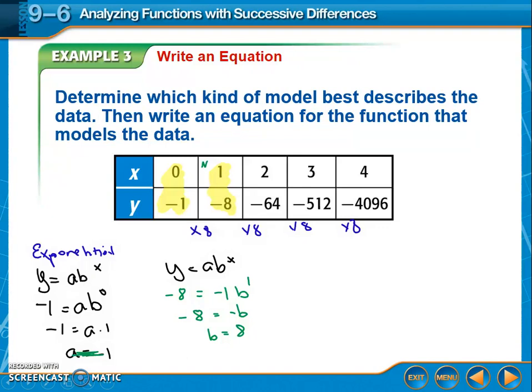So now that I know my a is -1 and my b is 8, I'm just rewriting my equation y equals a b to the x with a and b. So it's going to be y equals -1 times 8 to the x, or you can just write that as -8 to the x, like that. Okay?